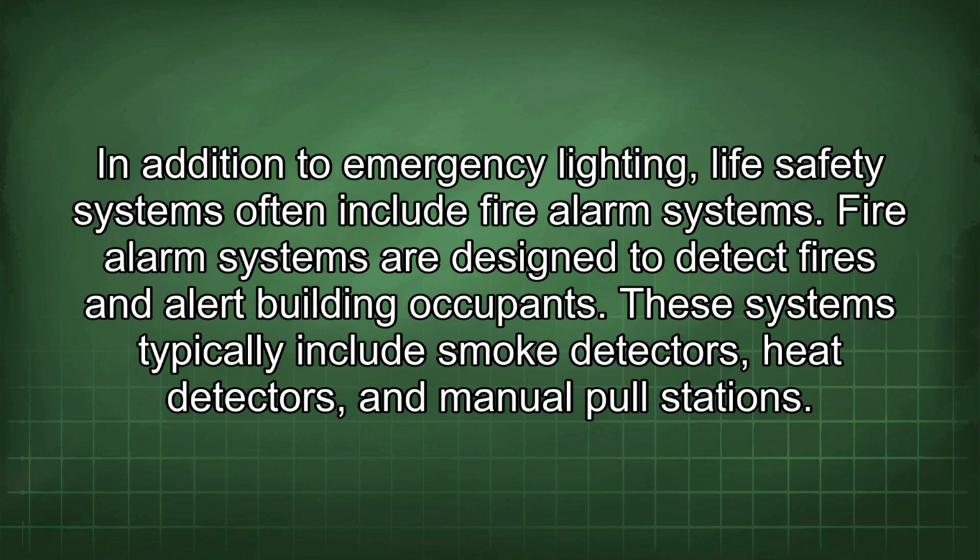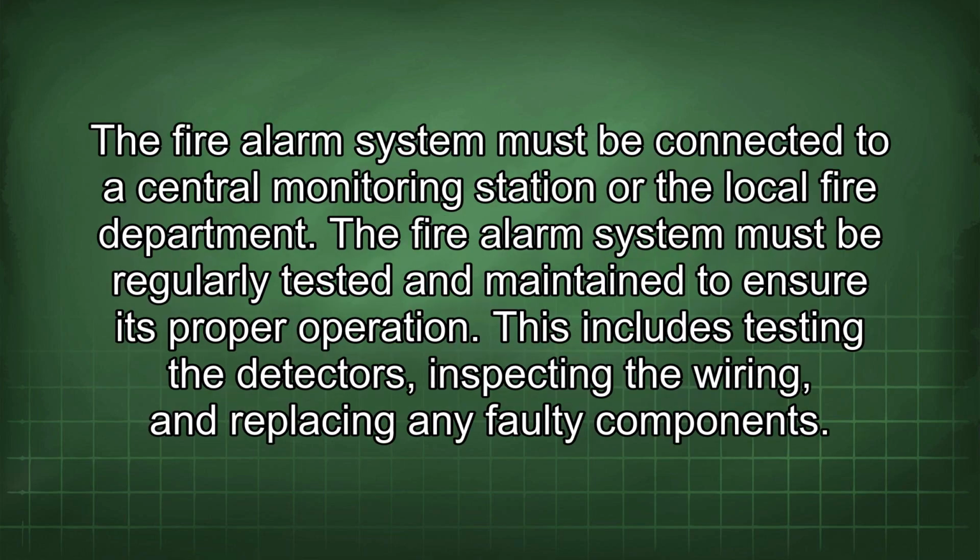In addition to emergency lighting, life safety systems often include fire alarm systems. Fire alarm systems are designed to detect fires and alert building occupants. These systems typically include smoke detectors, heat detectors, and manual pull stations. The fire alarm system must be connected to a central monitoring station or the local fire department.